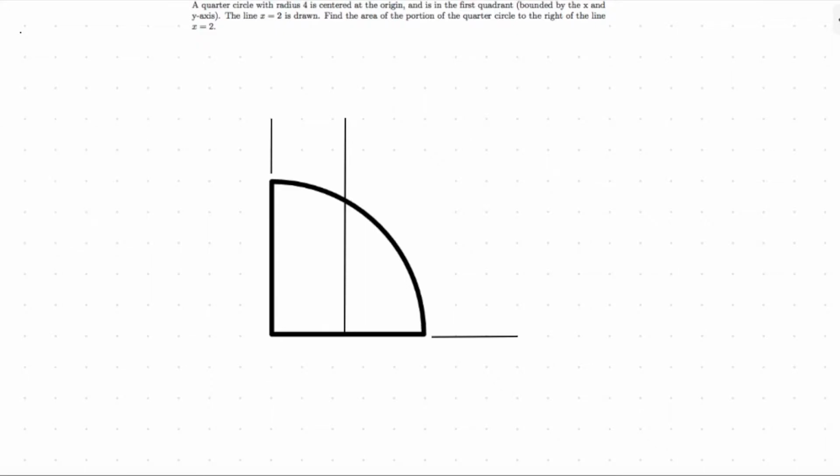The problem is, a quarter circle with radius 4 is centered at the origin and is in the first quadrant bounded by the x and y axis. The line x is equal to 2 is drawn. We wish to find the area of the portion of the quarter circle to the right of the line x equals 2. Well, conveniently someone has already drawn a figure for us.